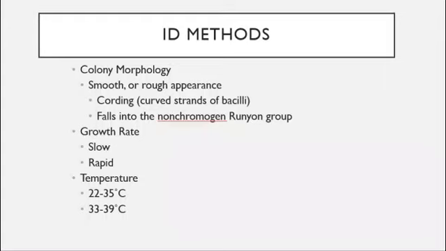Also, you can use the growth rate, whether it's slow or rapid, to help ID, and also temperatures. Does it grow better at a lower temperature, 22 to 35 degrees Celsius, or a higher temperature of 33 to 39 degrees Celsius, as ways to help identify.